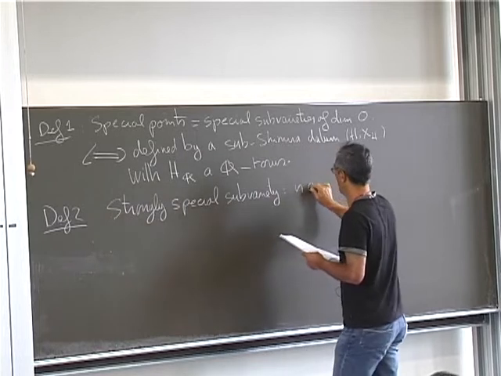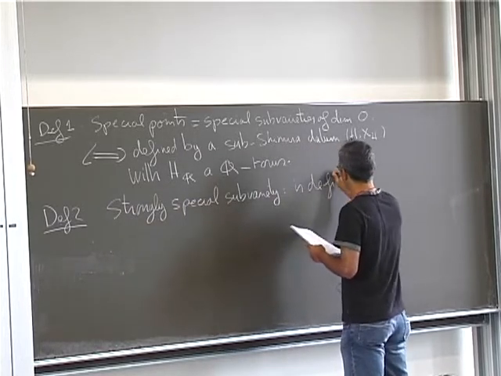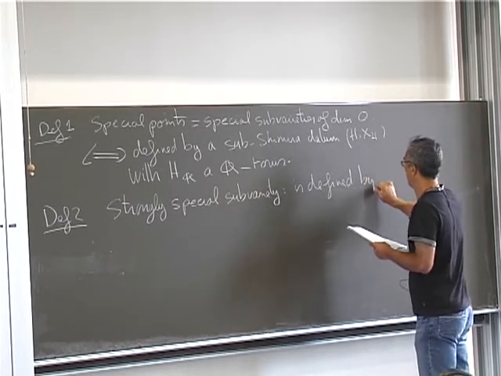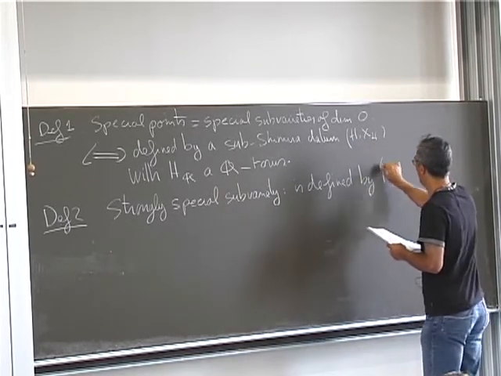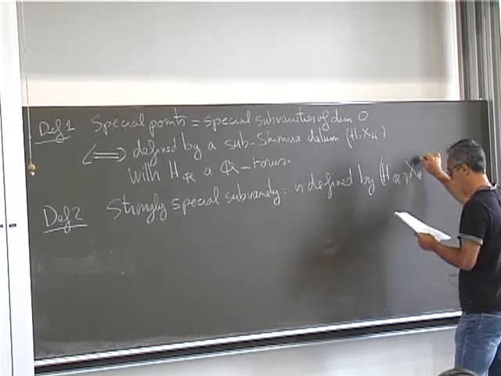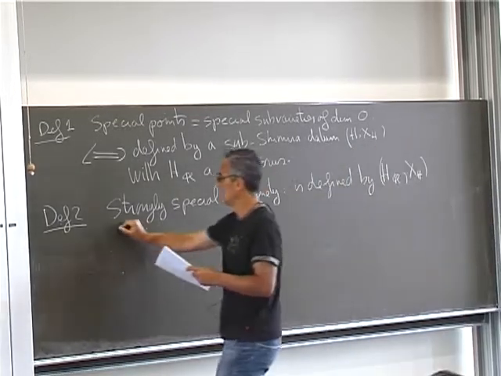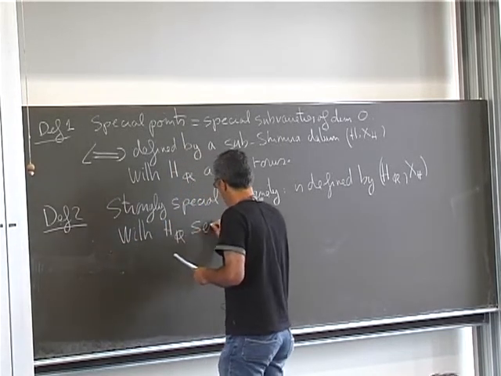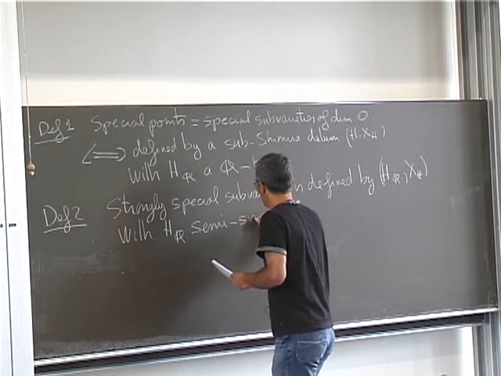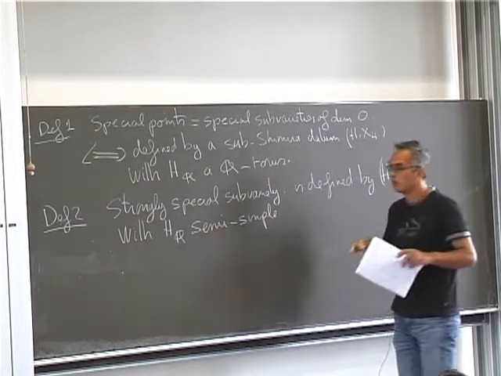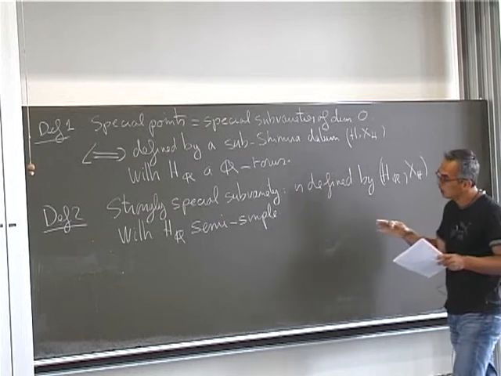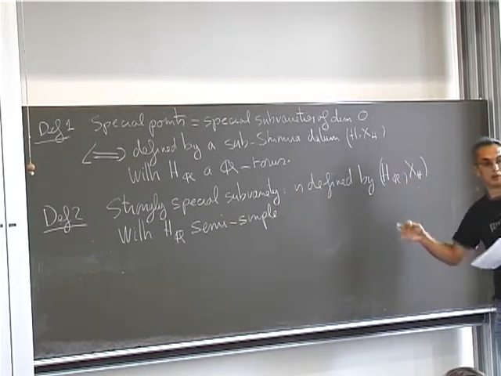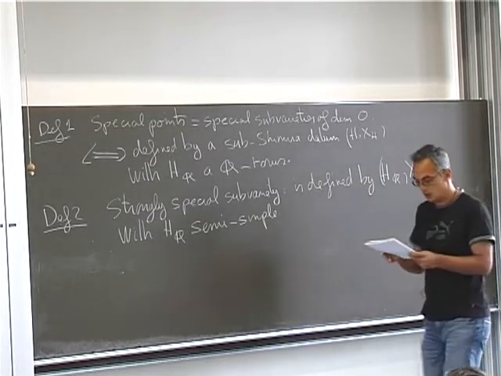So it's defined by definition. It's defined by H_Q, X_H with H_Q semi-simple, which means that the connected center of H_Q is trivial. Okay?